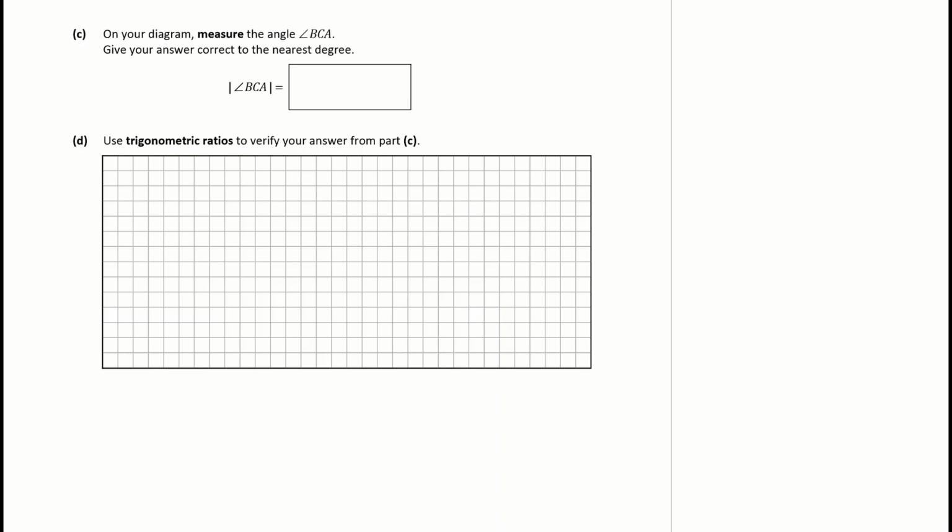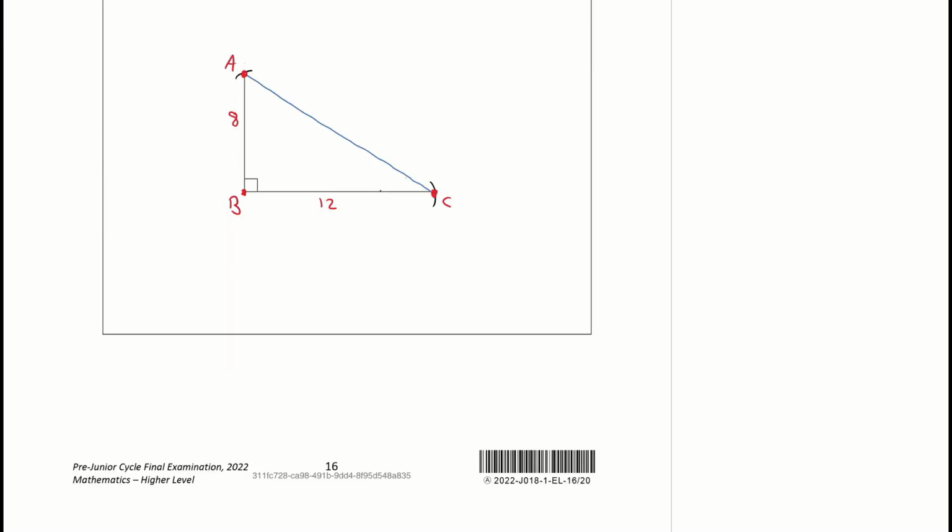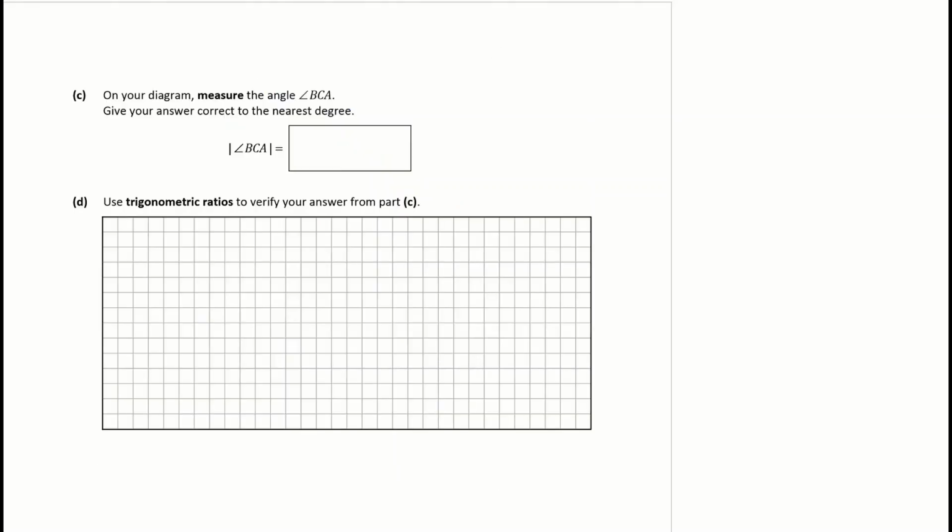Part C. On your diagram, measure the angle BCA. BCA is this angle in here. This is the size of the angle that they want me to measure. And in order to measure it, I'm going to use my protractor. So the protractor is the half circle shape in your math set. And I'm getting an angle of roughly 33 to 35 degrees. So somewhere around 34 degrees. But they'll give you a margin of error there. So somewhere between about 33 and 35 degrees should be fine.